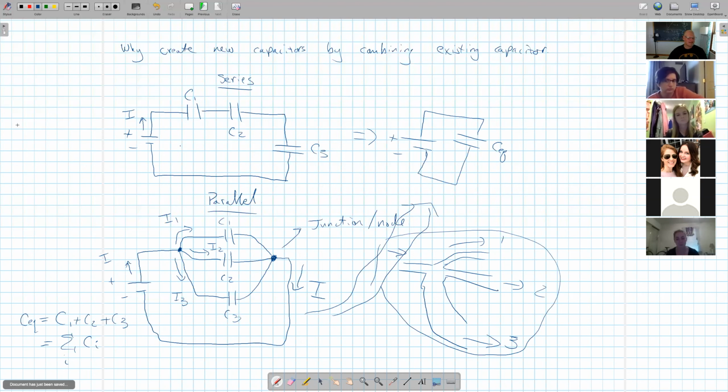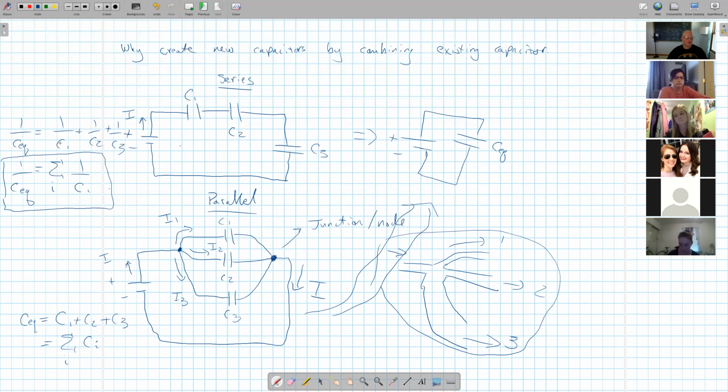Now, if I connect them in series, it turns out that 1 over the equivalent capacitance is equal to 1 over C1 plus 1 over C2 plus 1 over C3, or in a more general sense, this is equal to the sum of 1 over all the capacitances. So basically, if I have capacitors which are connected in series, we add the capacitances inversely.